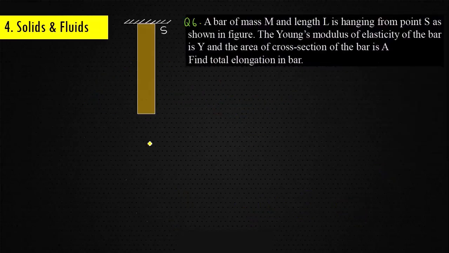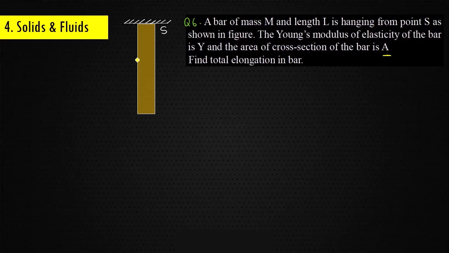Now moving on to the next type of problem, where this is applied to solids and fluids. First we discuss the solid. There is a bar of mass m and length L hanging from the point S. The Young's modulus is Y, and the area of cross section is constant. Find the total elongation.